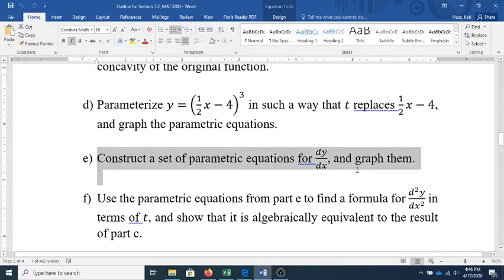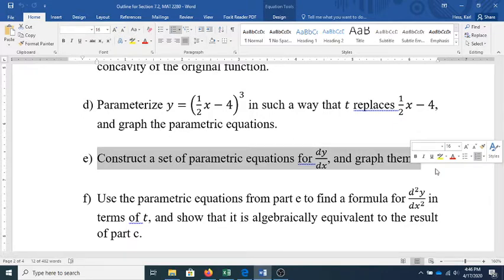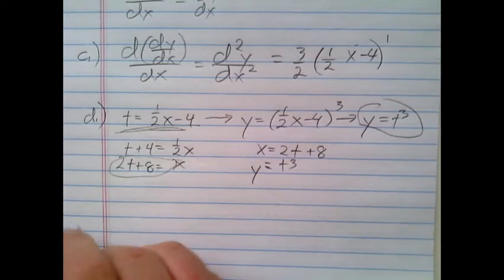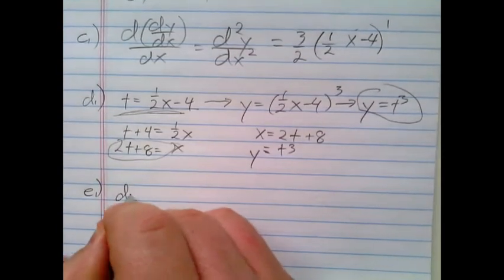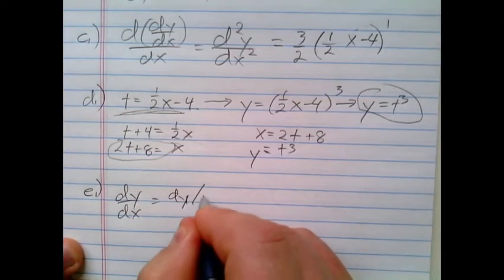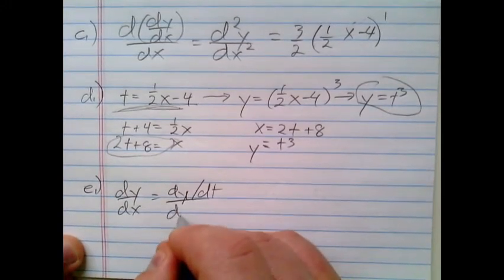Part E, construct a set of parametric equations for dy/dx and graph them. Well, if I'm going to construct a set of parametric equations for dy/dx, then I guess I'm going to need it in terms of t, and I know how to do that. That's what the theorem told me how to do. So let's go back to our piece of paper here. Okay, part E here, our theorem tells us that we can get dy/dx by taking dy/dt and dividing by dx/dt.